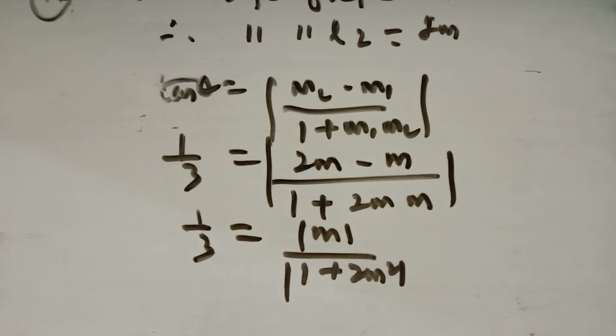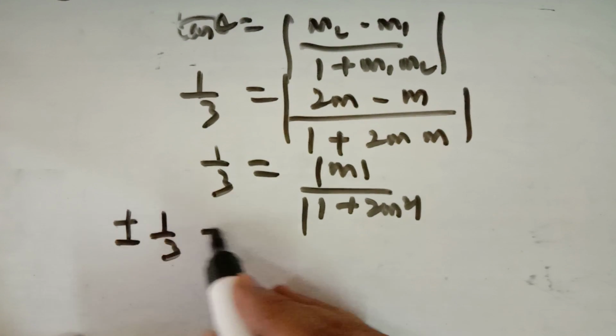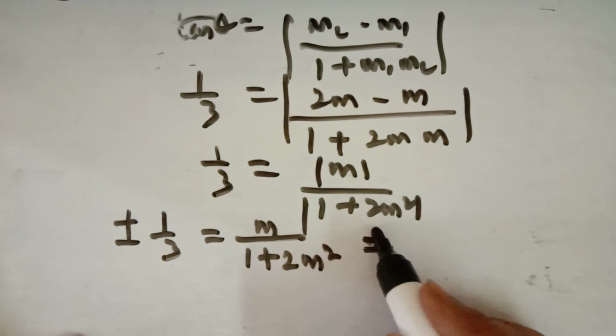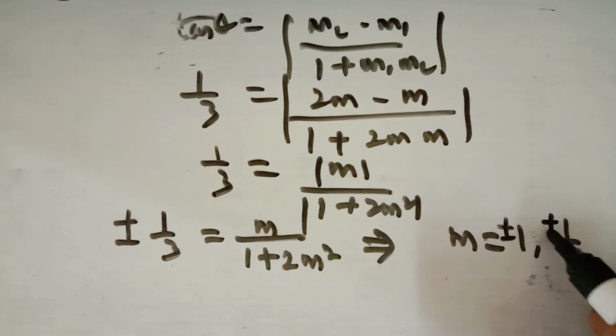And when you solve it, when you remove the modulus, you will get the positive and negative sign on the right hand side. When you solve this quadratic equation, you will get the value of m as 1 and 1 upon 2. That is, the slope of one of the lines is 1 and half. And corresponding to this, you will get the values plus minus 1 and plus minus half.